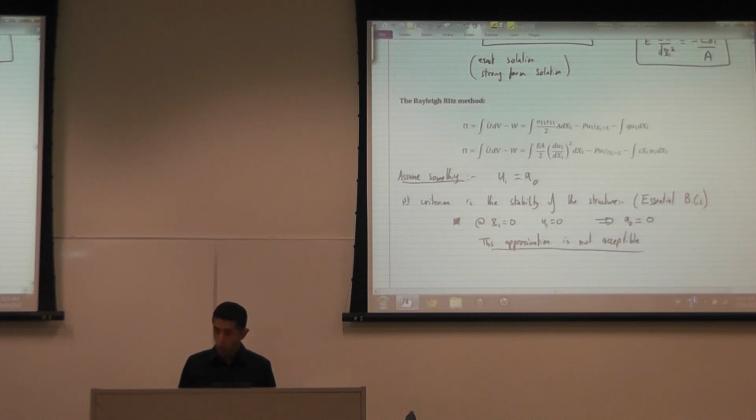Because to satisfy the essential boundary condition, you're just going to tell me that the displacement is 0, so the stress is 0, so everything is 0. So we're going to try a better assumption. The displacement is a constant.